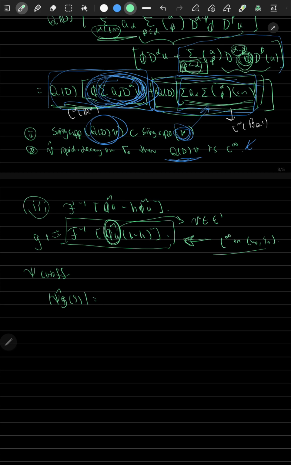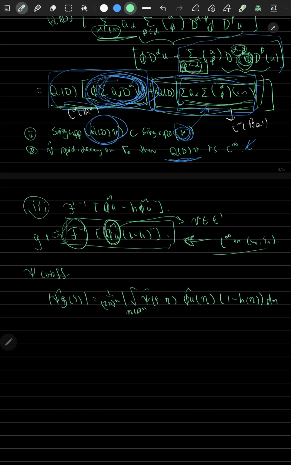And so this is going to be equal to, by the property of convolution of the Fourier transform, 1 over 2 pi to the n times the integral over eta in Rn of phi hat of xi minus eta, the Fourier transform here. And on the other side, we also have the Fourier transform, but that cancels out the inverse Fourier transform. So we have this eta times 1 minus h of eta d eta.